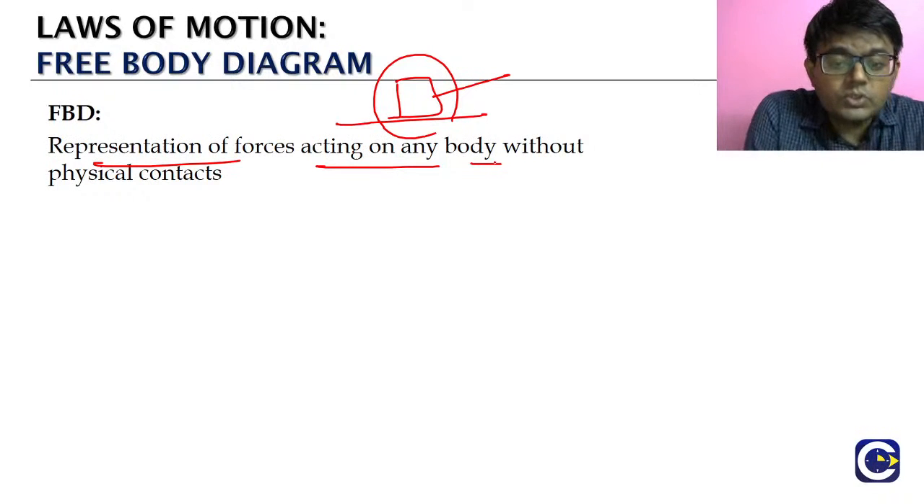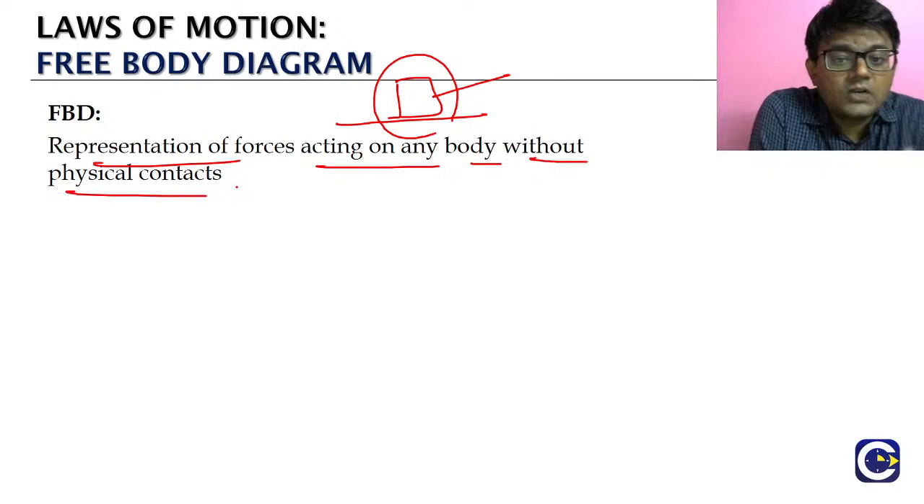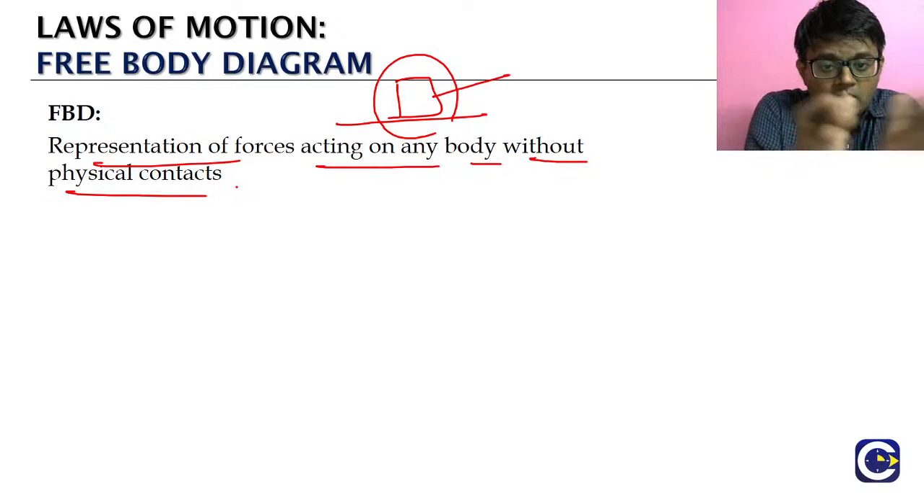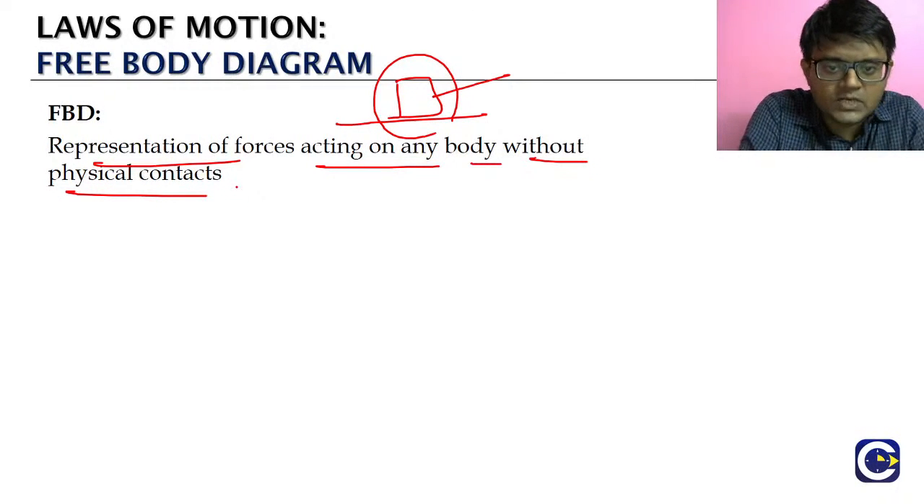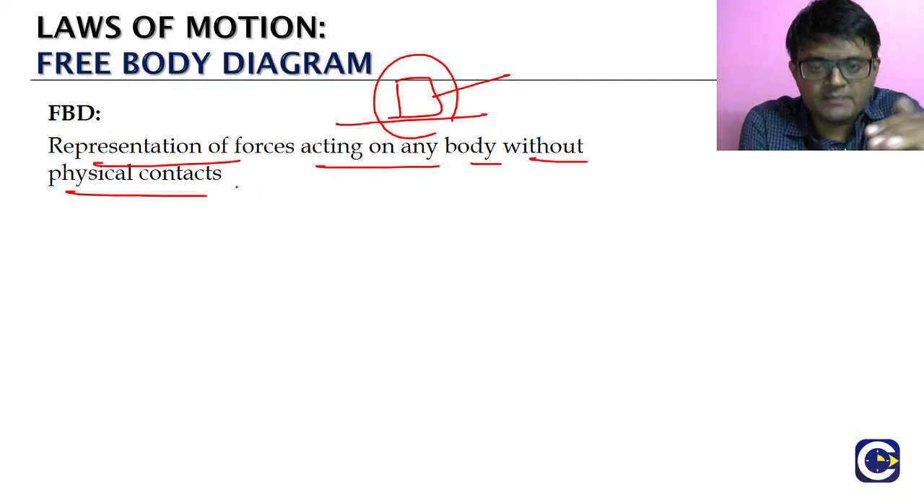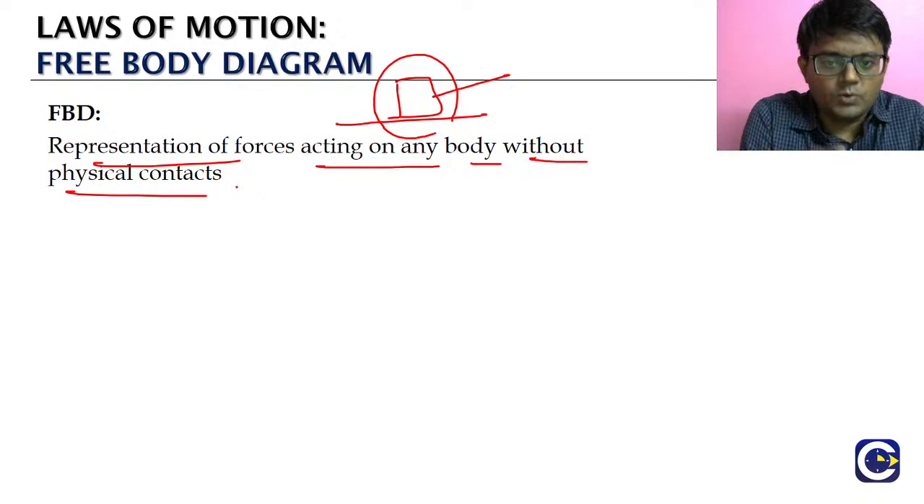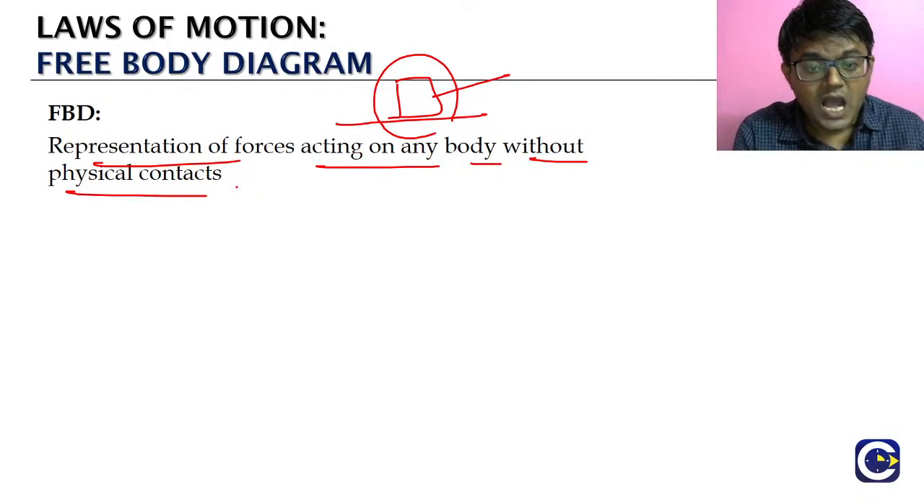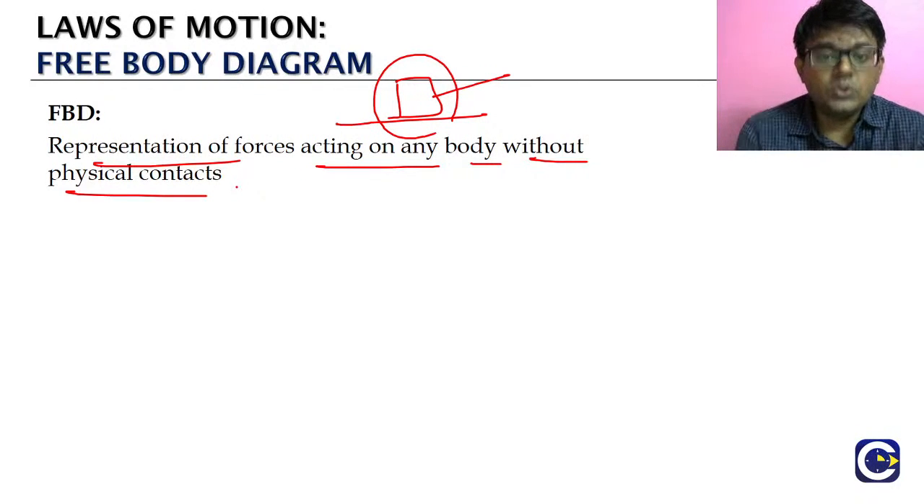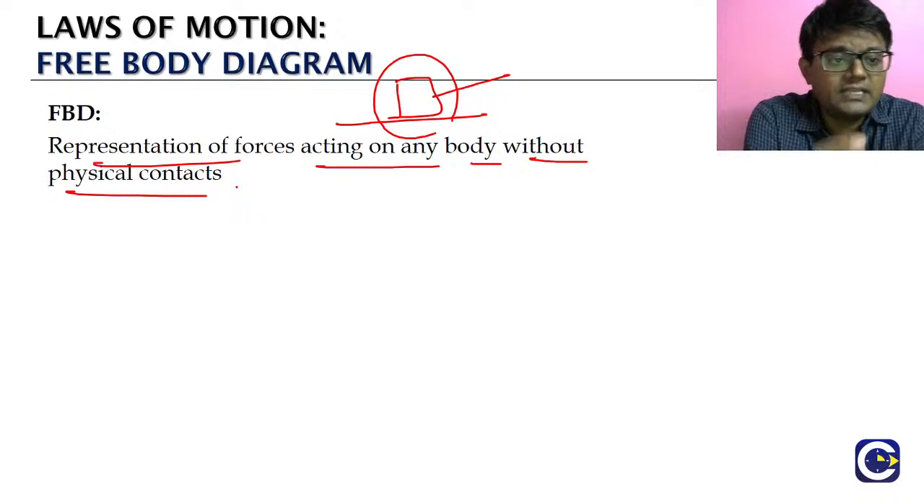And we should remove all the physical contacts. You will see that there will be some physical contacts. Either it is in contact with some other object, or it is connected to a rope, or a string, or a spring. You will have some physical connections. And in place of the physical connections, you just represent the forces acting on the object. If you represent it like that, you will call it a free body diagram.